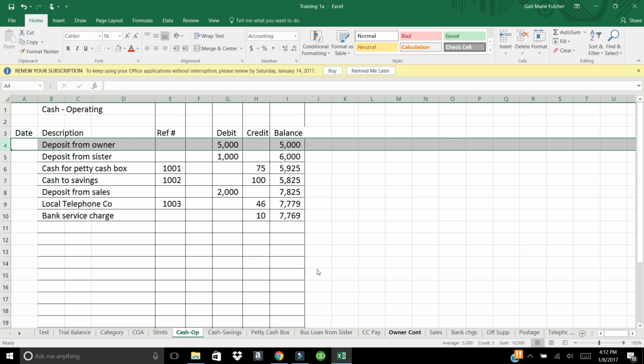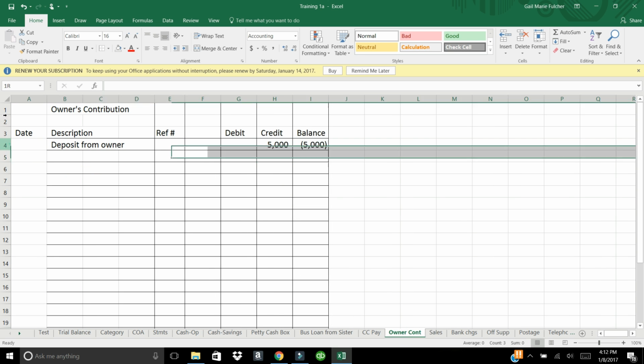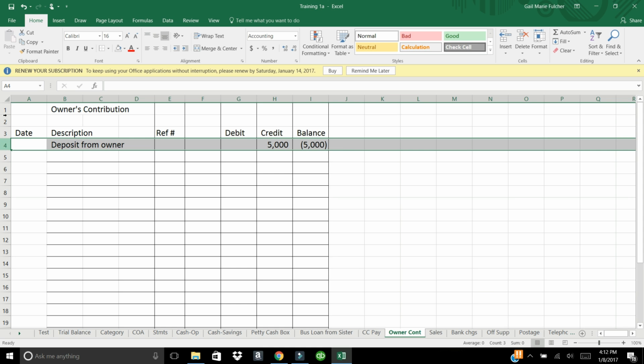The other side of that entry is an owner contribution. Deposit from the owner, that goes in the credit column. And notice that I do not have brackets in the credit column because if you put something in the credit column, you do not need to use your brackets. But over in the balance column, of course you do, because that's where you need to tell whoever is looking at it if it's a debit or a credit. Okay, so you use a credit column, and then the balance is a credit of $5,000.